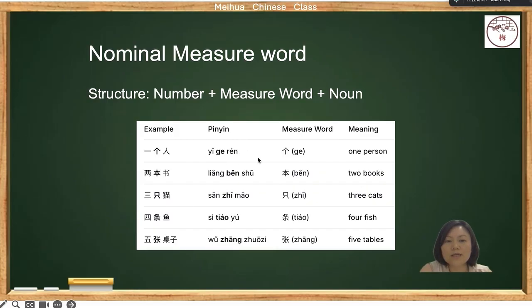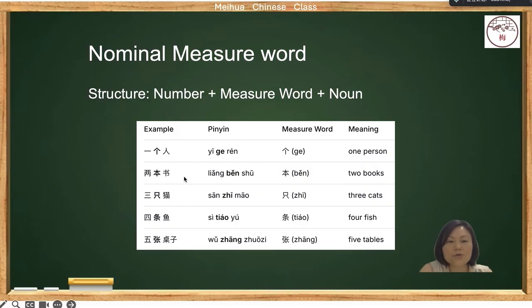We can easily tell the difference here. The left column is Chinese. It has three parts. The right column is English. It usually has only two parts. The first part is about the number. The second part is about the noun.